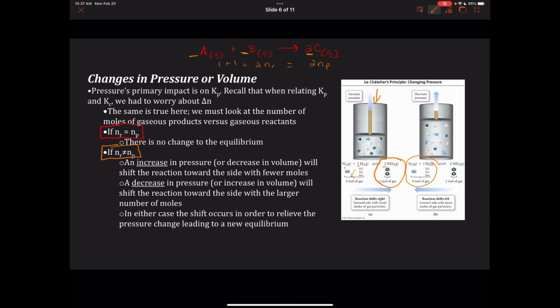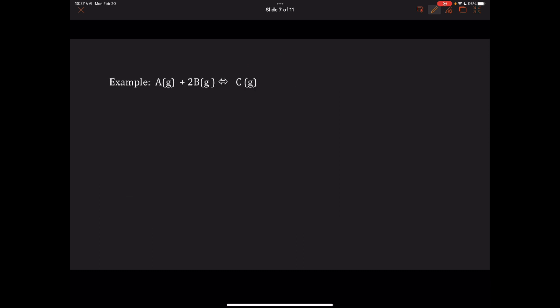So with our pressure and volume, we've got to be careful because unlike adding or removing materials, it's not one set direction. So we always have to look at the moles. If we increase pressure, we want less moles, we shift to the side with less moles. If we decrease pressure, we want more moles, so we're going to shift to the side with more moles. So here we can look at another example.